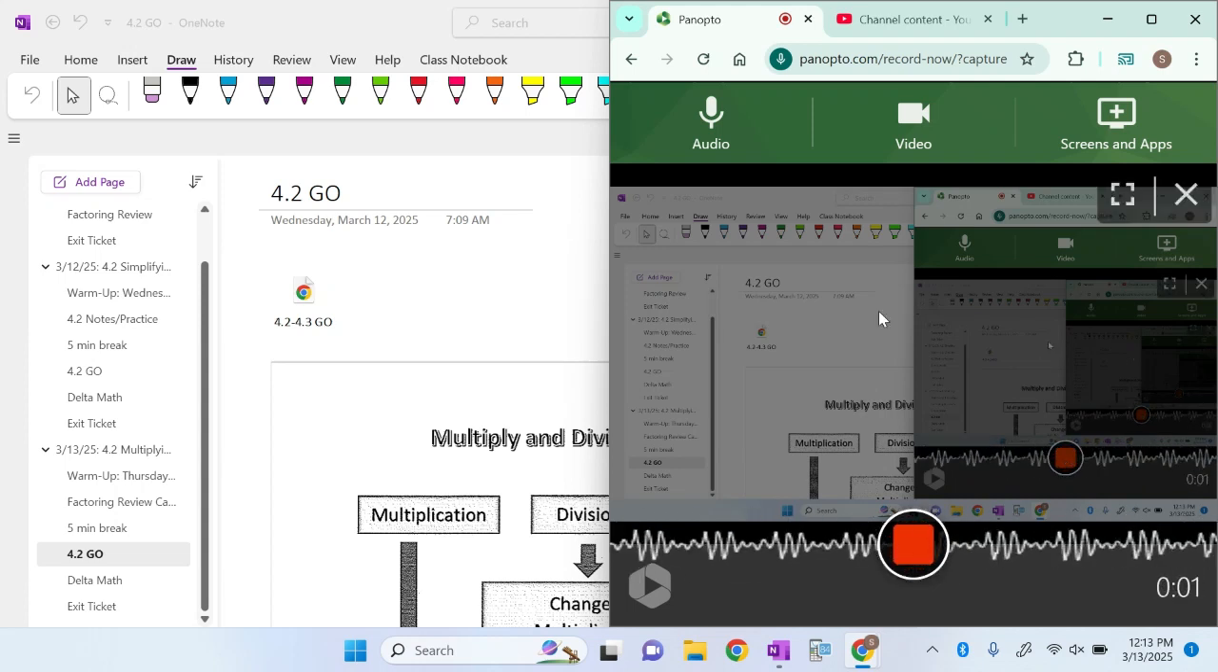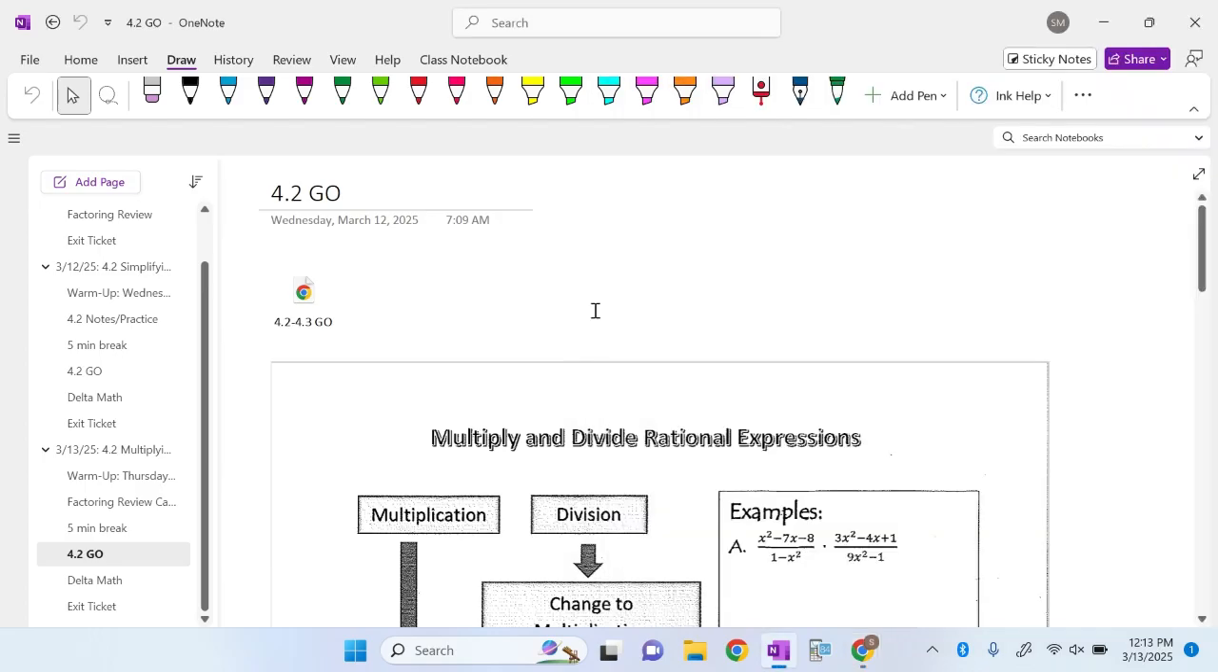How to simplify them. So that was when we were simplifying singular rational functions.